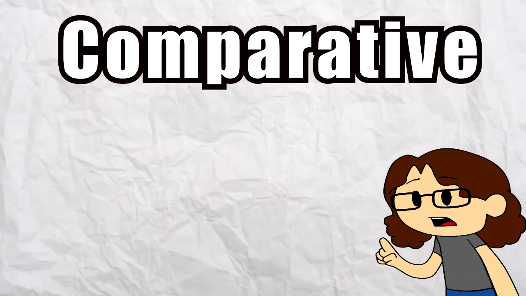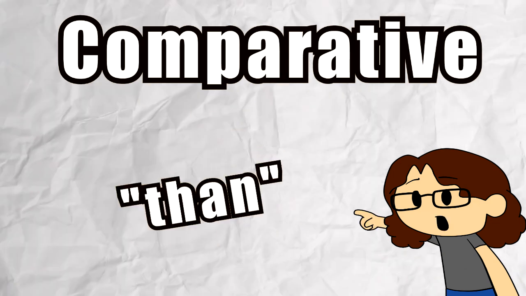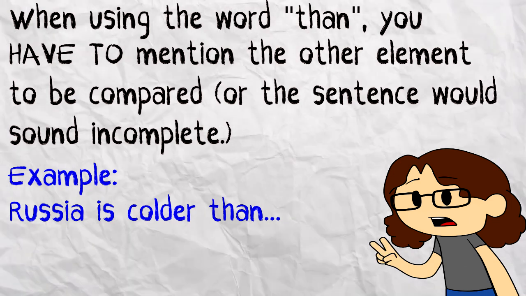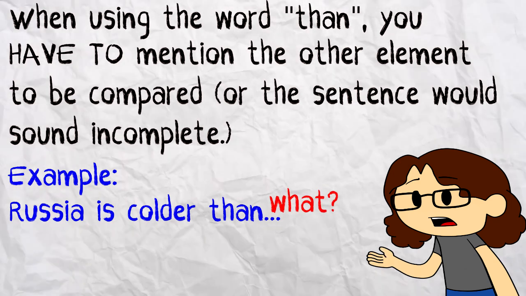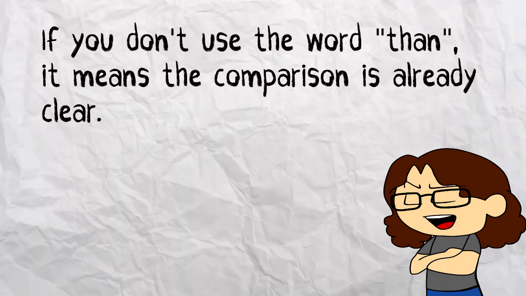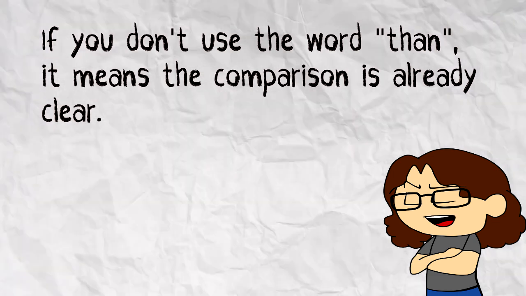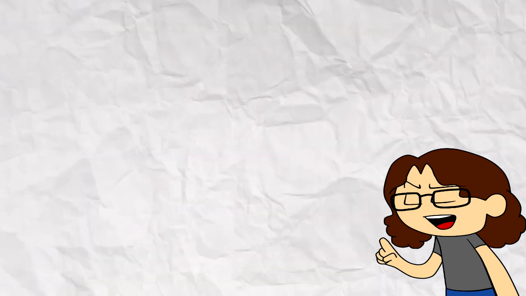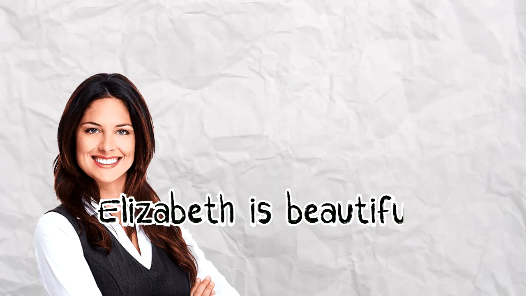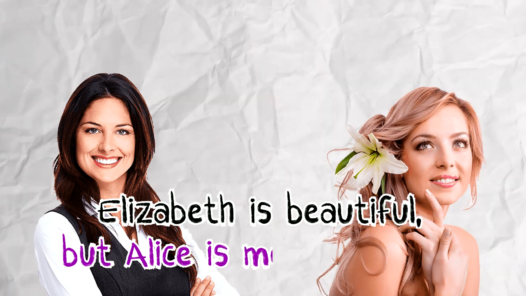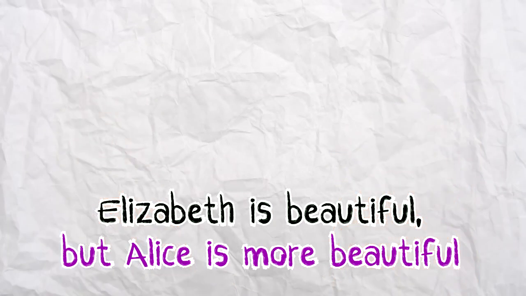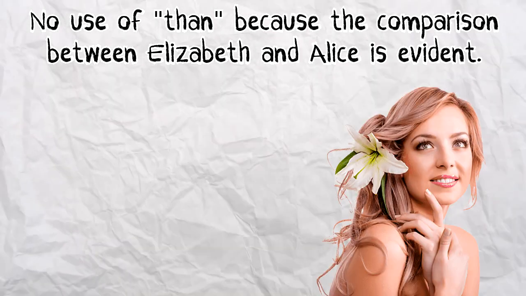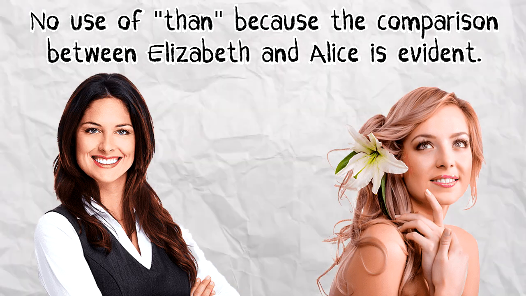Now, with the comparative degree, you can use the word than. This word forces you to mention the second element to be compared. You can avoid using it when the comparison is already clear, because both elements have been mentioned before. For example, Elizabeth is beautiful, but Alice is more beautiful. Here, I don't use the word than because it's clear that I'm comparing Alice to Elizabeth, who was mentioned before.